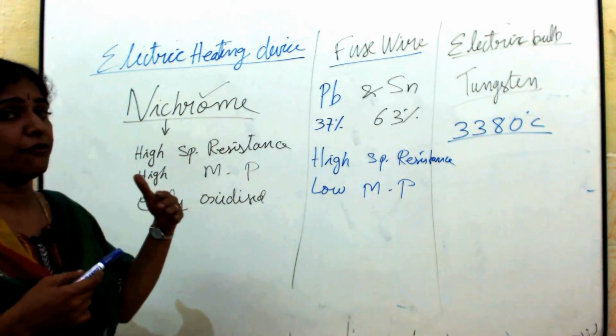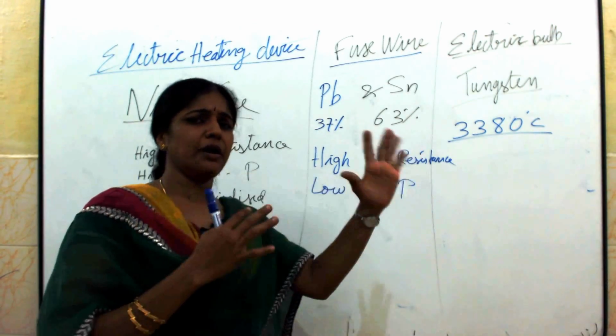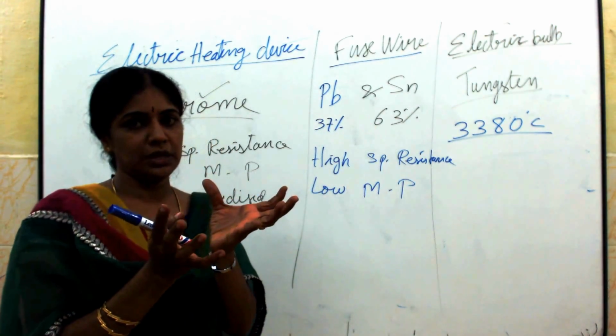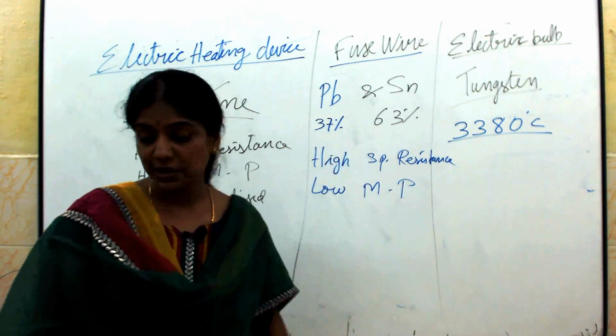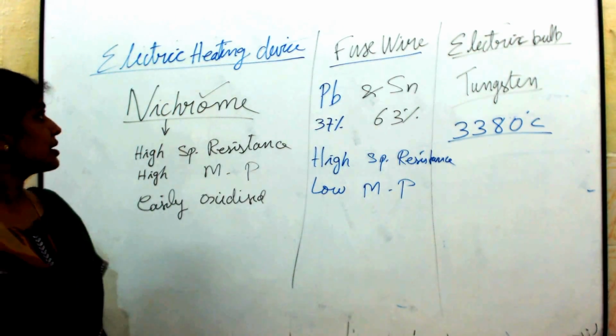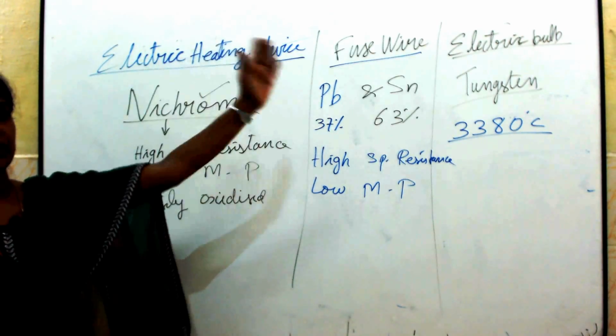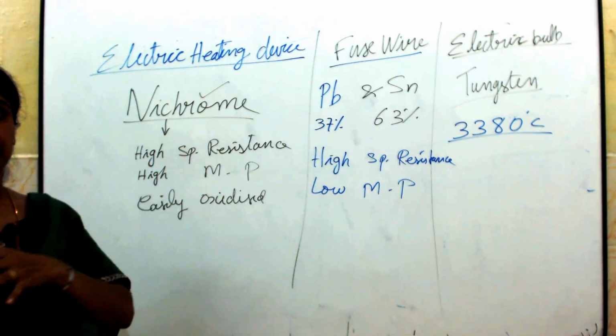So what happens if current flows through this tungsten wire? It is heated to a very high temperature. That is why it glows. Here also we are using the heating effect of the electric current. Temperature 3380 degrees Celsius. So all these are applications of the heating effect of electric current: electric heating devices, fuse wire and electric bulb.